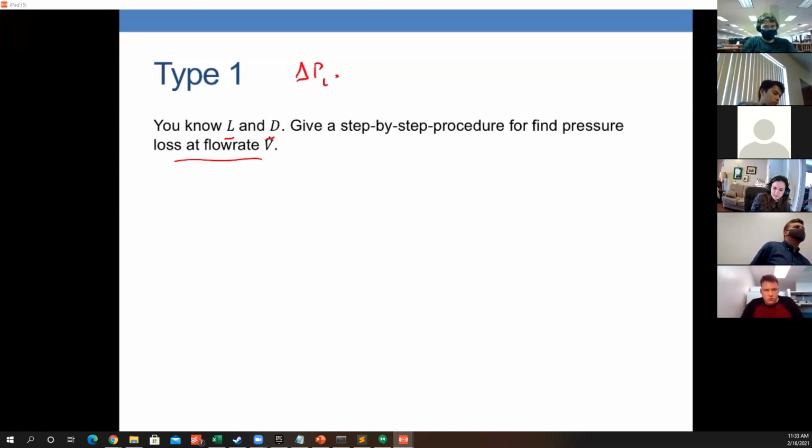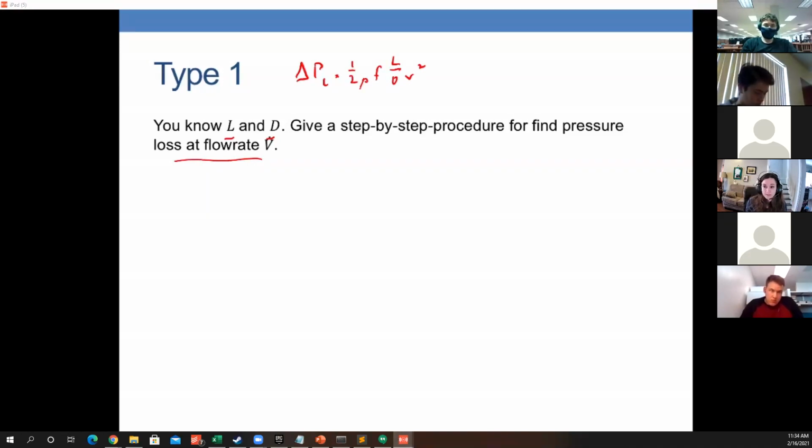Just as a reminder, the equation for the loss is like that. Okay. Maybe this isn't the best thing, but I would first turn the flow rate into velocity. That works. You're going to need to do that, so sure. Find average velocity. You've done enough problems here by now that you figure you're going to need to do this, so that makes sense. Okay.